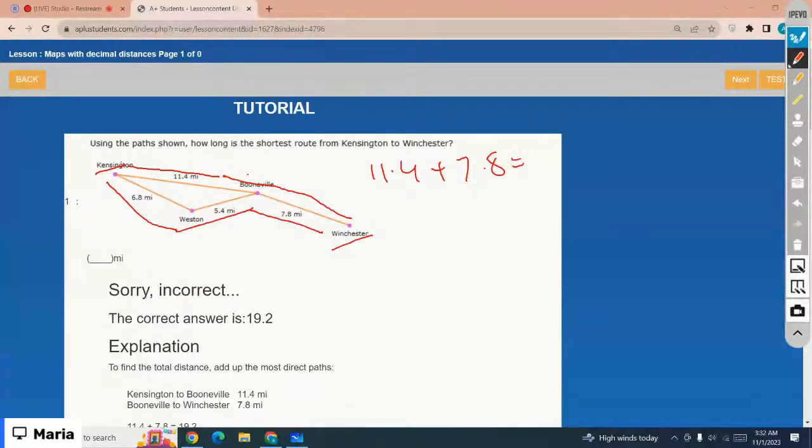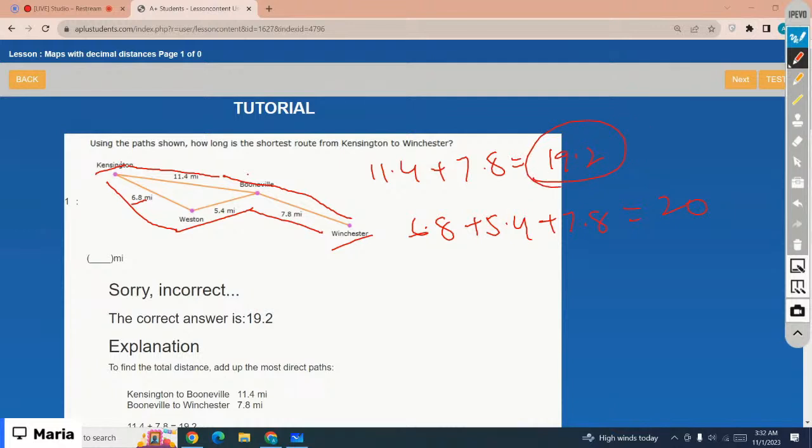Which way is the shortest? 11.4 plus 7.8. The correct option is 19.2, right? Now let's add these distances for this route: 6.8 plus 5.4 plus 7.8. The correct option is 20. So that means the best route is this one, 19.2. This is the shortest route.